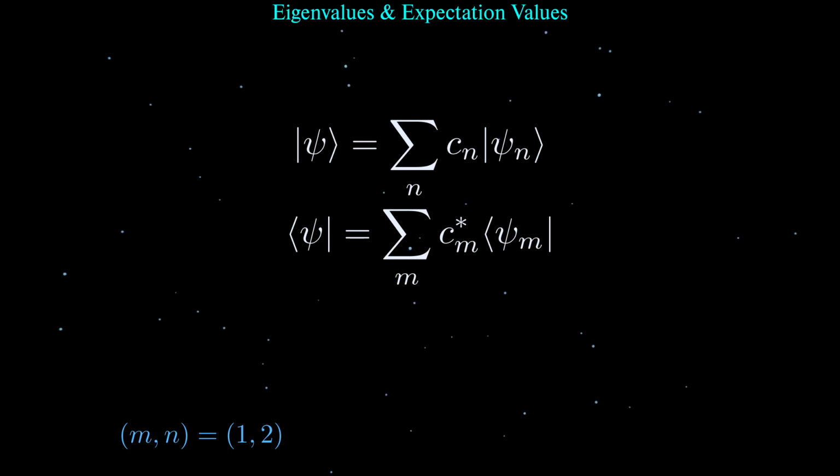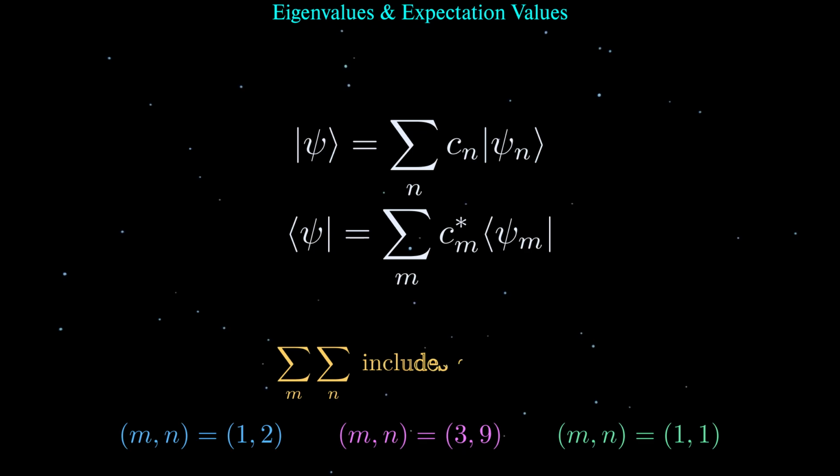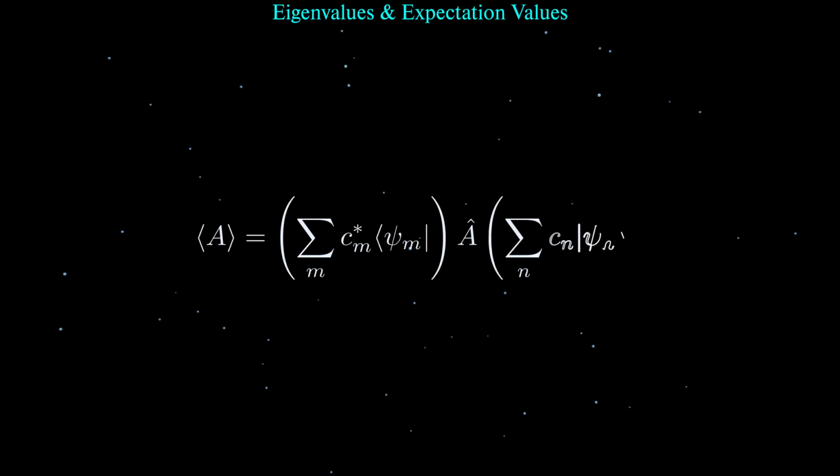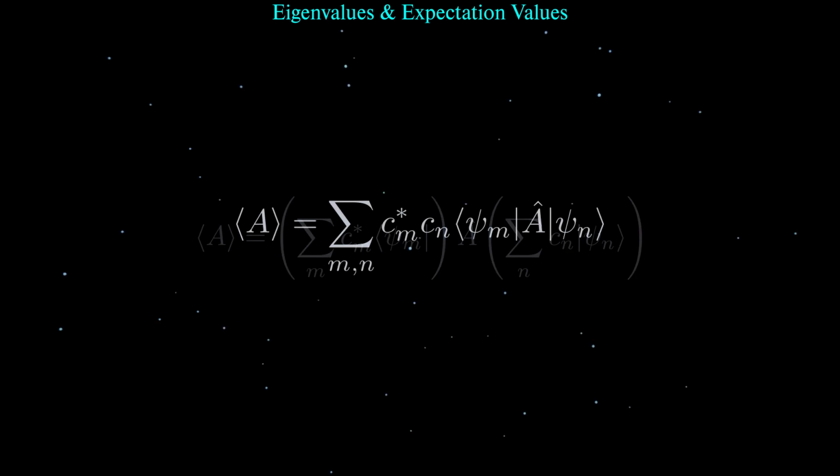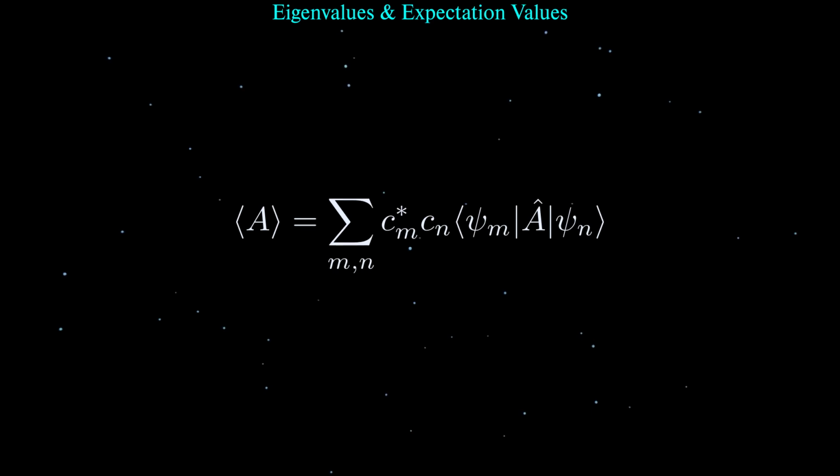So the bra could be referring to basis state 1, while the ket could be referring to basis state 2. Or the bra could be basis state 3, while the ket is basis state 9. Or they could just be the same basis state, 1 and 1. Every possible pair is included. That is why we use two indices, m for the bra side and n for the ket side. So when we plug in both expansions into the expectation value formula, we get this large equation right here. And multiplying those sums gives us one double summation. This expression shows that the expectation value is built from all combinations of basis states weighted by their amplitude.